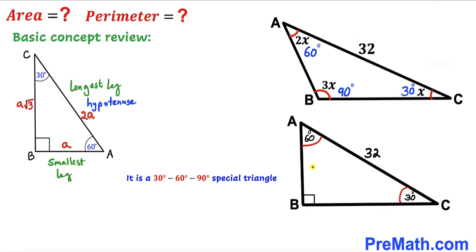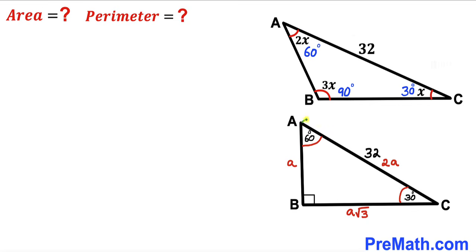Now we can see our smallest leg is AB, so that is going to be A. This longest leg AC is going to be 2 times A, and this third leg has got to be A times square root of 3. Now let's make an observation. We can see that this side length AC is 32, and that is also equal to 2 times A, so we can equate them. So we can write 2 times A equals 32. Let's divide both sides by 2 to isolate A. So A value turns out to be 16 units.